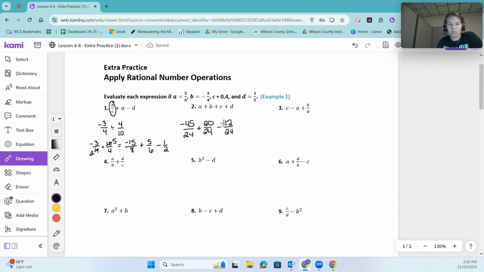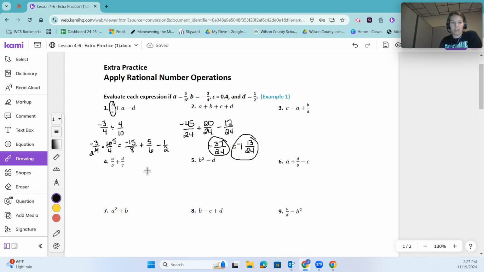Then I can subtract the top. Negative 45 plus 20 is negative 25, minus 12 is negative 37. So negative 37/24 is my solution there. That does not simplify any further. We can also write it as a mixed number, negative 1 and 13/24. Either one of those would be okay. So lots of steps here, combining all of our operations together.